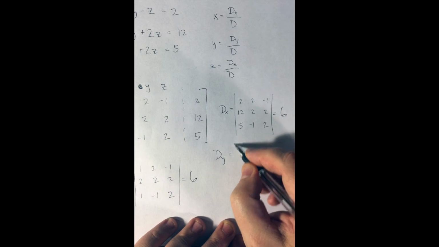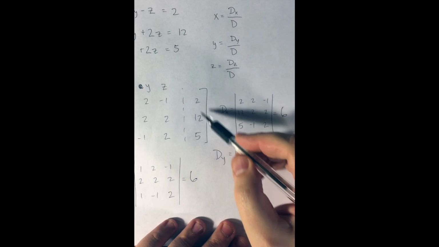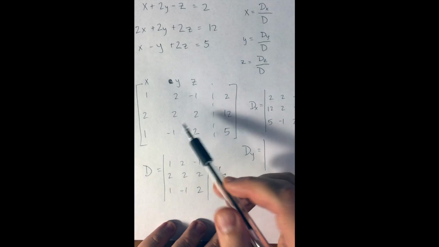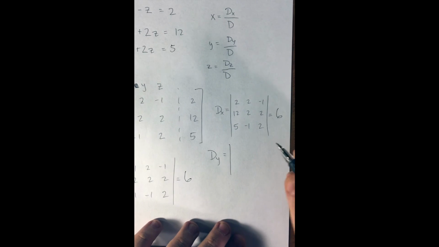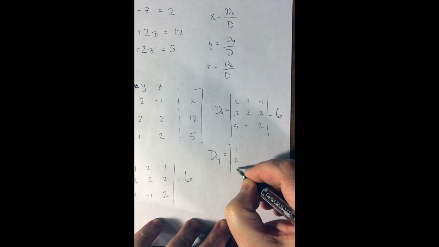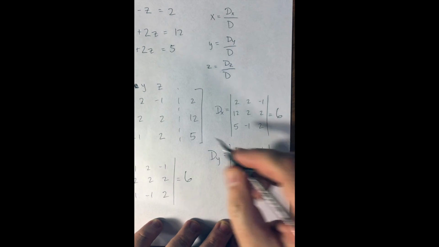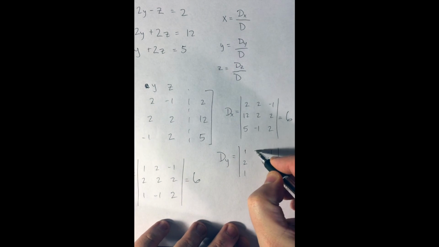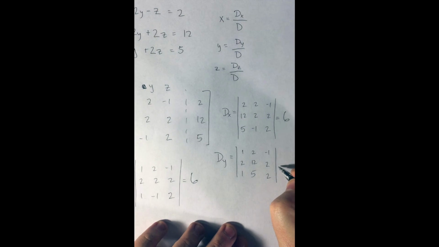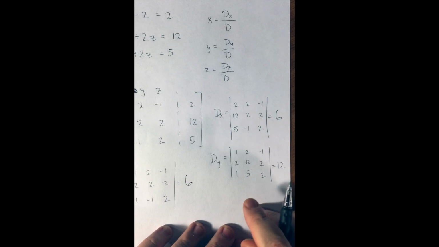For D subscript y, it's going to look like the determinant of the original matrix, but then just take the 2, 12, and 5 and substitute that in for the y column, for the 2, 2, and negative 1. So D subscript y is going to look like a 1, a 2, a 1, because x stays the same, a negative 1, a 2, and a 2 in the z column. And then in the y column, instead of the 2, 2, negative 1 that you have over here, you're going to have 2, 12, 5. Go ahead and plug this in your calculator as a determinant, and you'll find that you get a determinant value of 12.